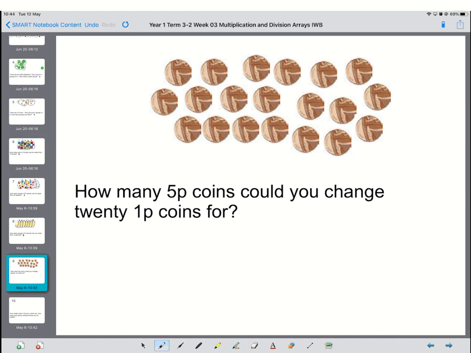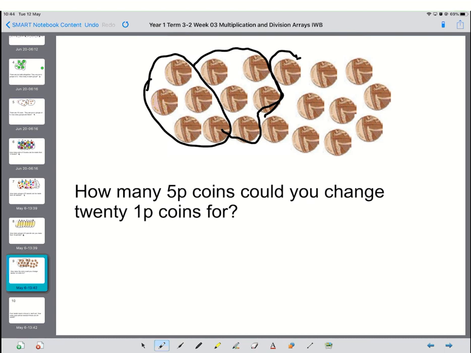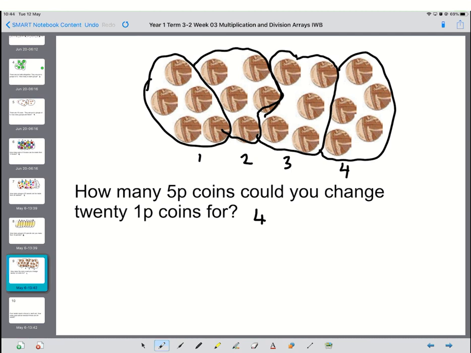So if there are 5 1p coins, that makes 1 5p, that's one group. That's 2 groups. That's 3 groups. And that's 4 groups. Now that's again where it would have been much easier using arrays and moving them around. So we've got 1, 2, 3, 4. So the answer is 4 5p coins.